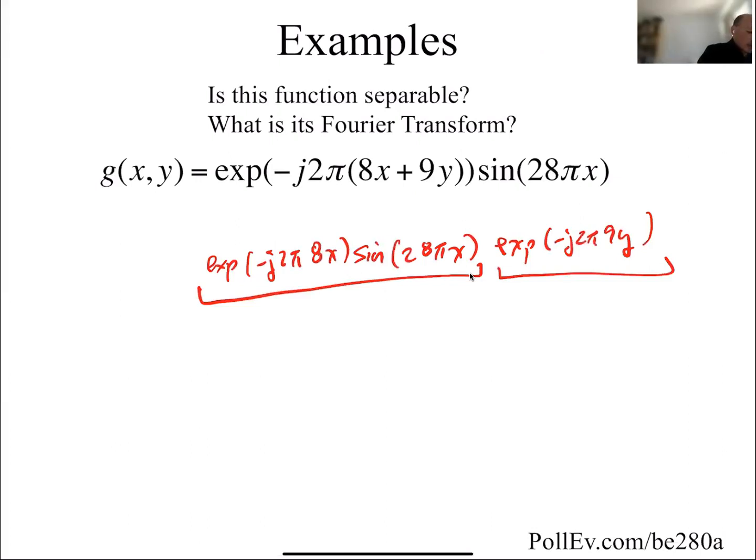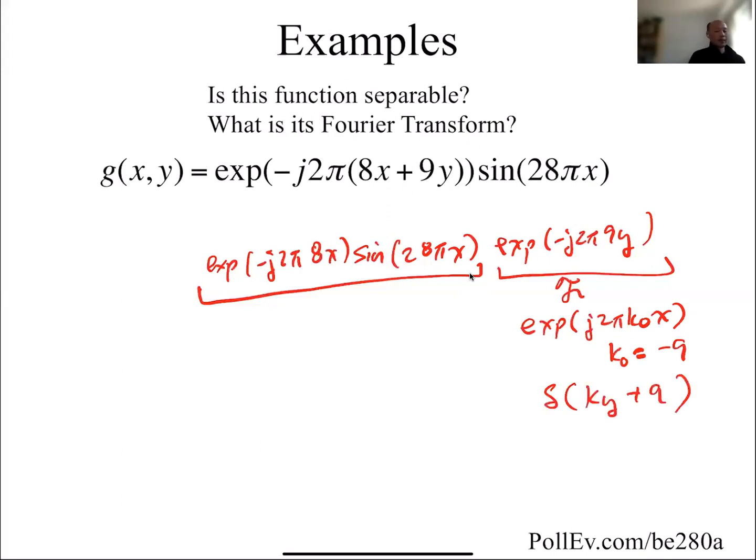Now let's take the Fourier transform of each part. We take the Fourier transform of this, which is of the form exp(j2πk₀y), and in this case k₀ equals minus 9. So we know this is going to give the delta function δ(ky + 9), because that has a value at ky equals minus 9, right?